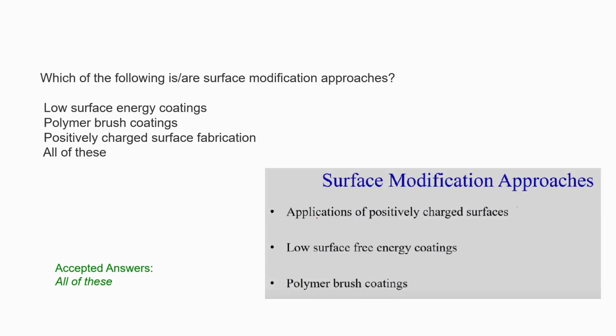These are all surface modification approaches: applications of positively charged surfaces, low surface free energy coatings, polymer brush coatings. As we also discussed in the lecture summaries, to reduce the bacterial attachment, we can use all these modification approaches, that is using positively charged surfaces, low surface free energy coatings, or polymer brush coatings.